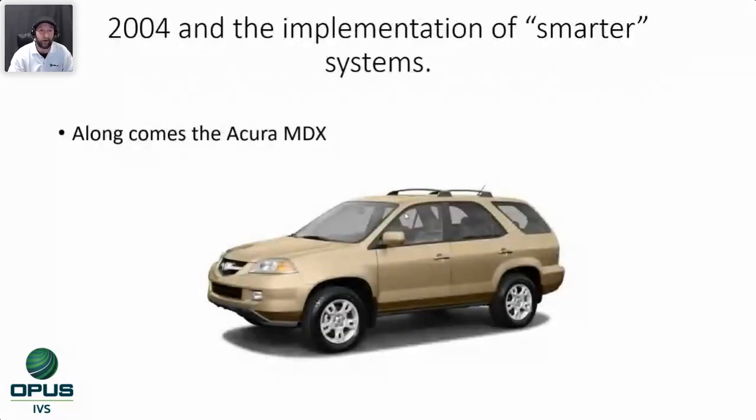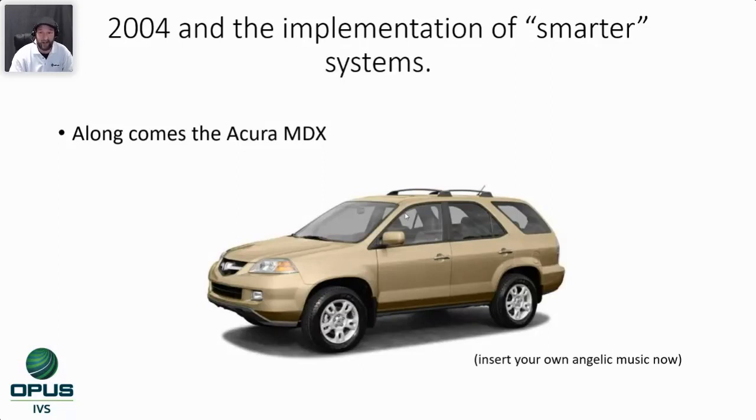So back over to our timeline. 2004, we just had our 2000, now we're up to 2004. We move up to an implementation of a smarter system. The Acura MDX comes out. This is a flagship vehicle, lots of amenities. This was really one of their favorite vehicles that they spent some time designing.